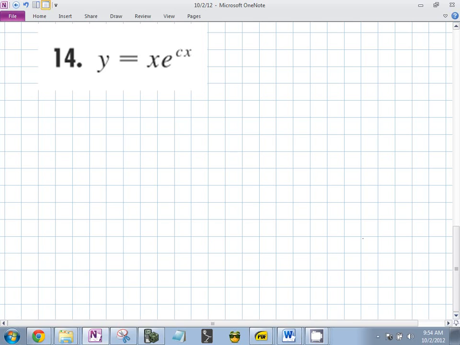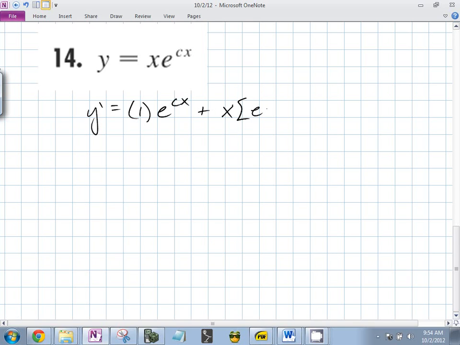Exactly. So if you see two things glued together with multiplication, you have to use the product rule. So the derivative of the first is, what's the derivative of x? The derivative of the first times the second plus the first times the derivative of the second. What's the derivative of e to the cx? E to the cx times c. You have to use the chain rule right there.